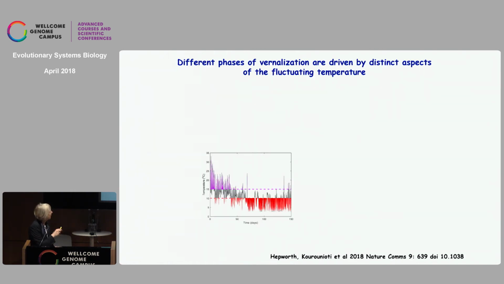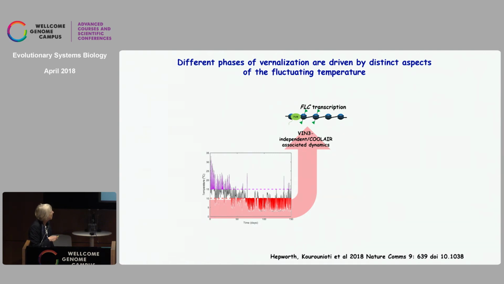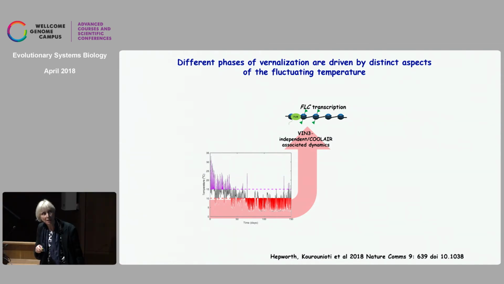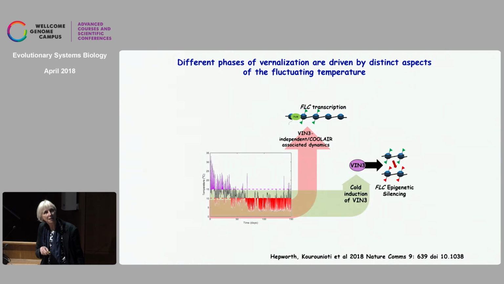And so to summarize that, this is the real temperature data, and we've got different phases where this part of the temperature, anything below about 10 degrees, is actually driving the Vin3 independent, and this is where the antisense comes in, transcriptional shutdown. And you need these low temperatures. So a constant temperature here isn't going to trigger this. You need temperatures below 0 to get this triggered. You then have below 15 triggering of the Vin3 induction, which leads to the epigenetic silencing.